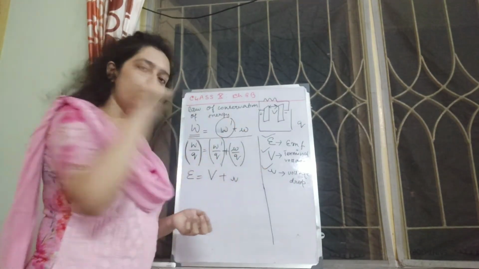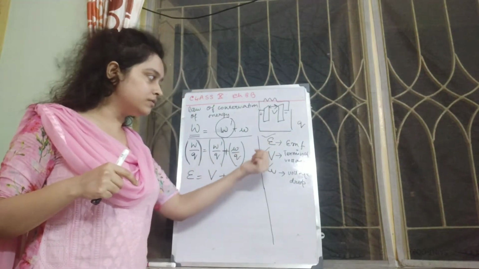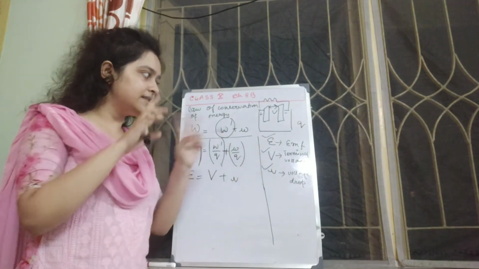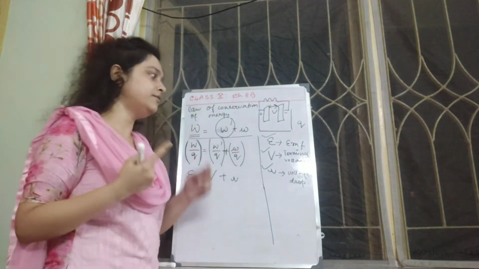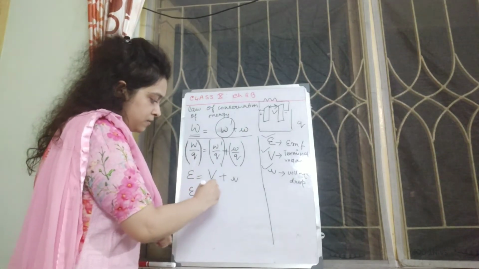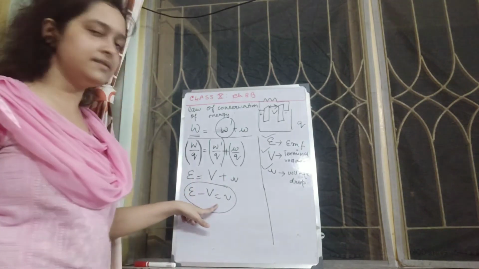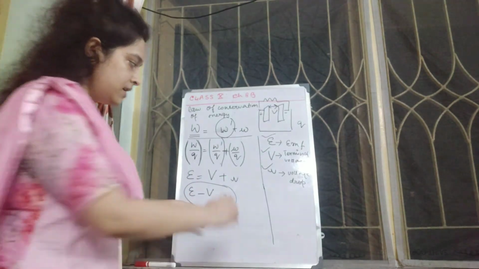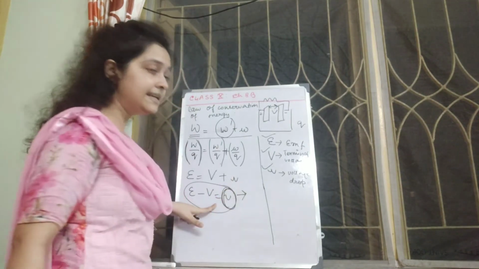Otherwise, we would have got only one term. These two terms arise due to the fact that these are two different values. Otherwise, we would have got only one term for both. Right? So, I have already given you this concept in the previous video. This is due to the internal resistance.